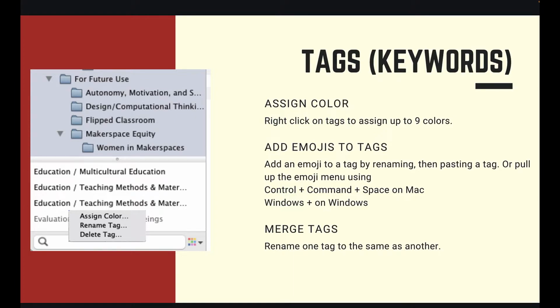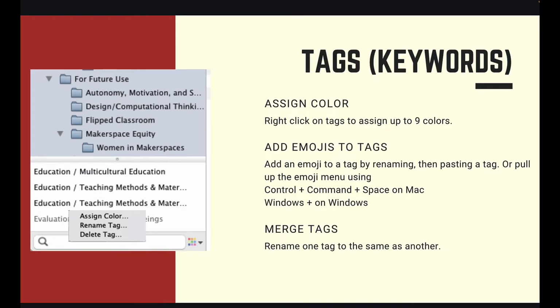Tags in Zotero are the same thing as keywords. If the keywords are included in the metadata of the item, they will appear automatically, but you may have to add them manually. One cool feature of tags is the ability to assign a color to a tag. Simply right-click on the tag and select Assign Color. You can only have 9 colored tags, so be strategic.